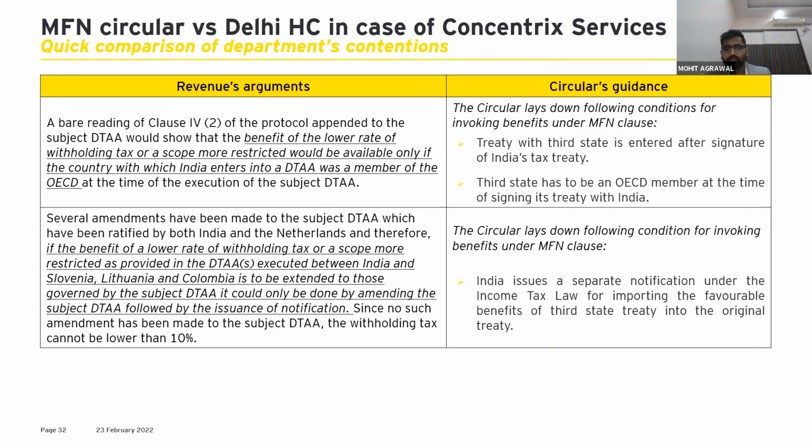That the third state has to be an OECD member at the time of signing its treaty with India. Again, as far as the notification is concerned, the revenue had argued that importing a beneficial dividend tax rate from Lithuania, Slovenia, Colombia would result in a change in the DTAA and could only be done by issuance of a notification, and that's how the circular has also interpreted it, and in the conditions for invoking MFN benefits has put forth a notification requirement. So whether the circular is really adopting a correct legal position is something that still needs to be understood, and basis the Concentrix ruling, it could be said that the circular is really following a deviating legal position from what is already there.